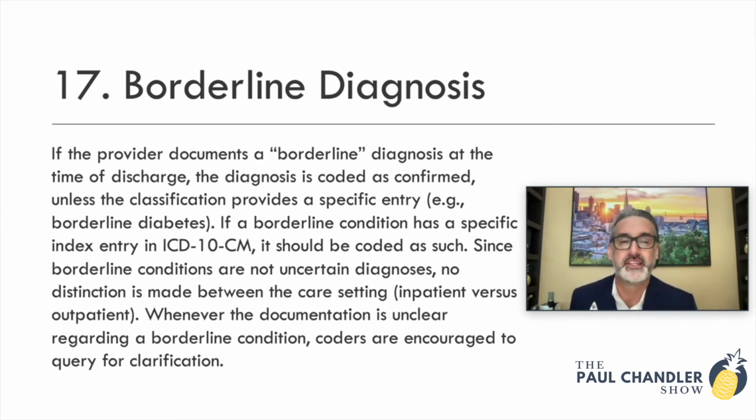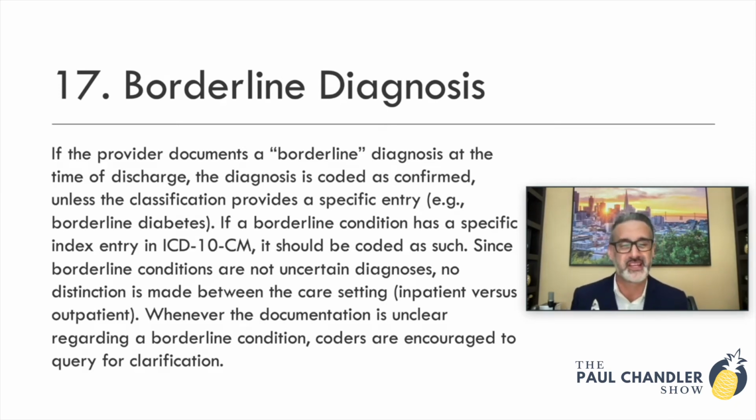Because if the borderline condition has a specific index entry in the ICD-10-CM, then it should be coded as a borderline diagnosis. Because borderline diagnoses are technically uncertain, and there's no distinct clarification between an inpatient, like on the hospital side, or the outpatient side. But when the documentation is unclear regarding a borderline condition, then again, we're always supposed to query the provider if we're not 100% sure that it is a borderline diagnosis.